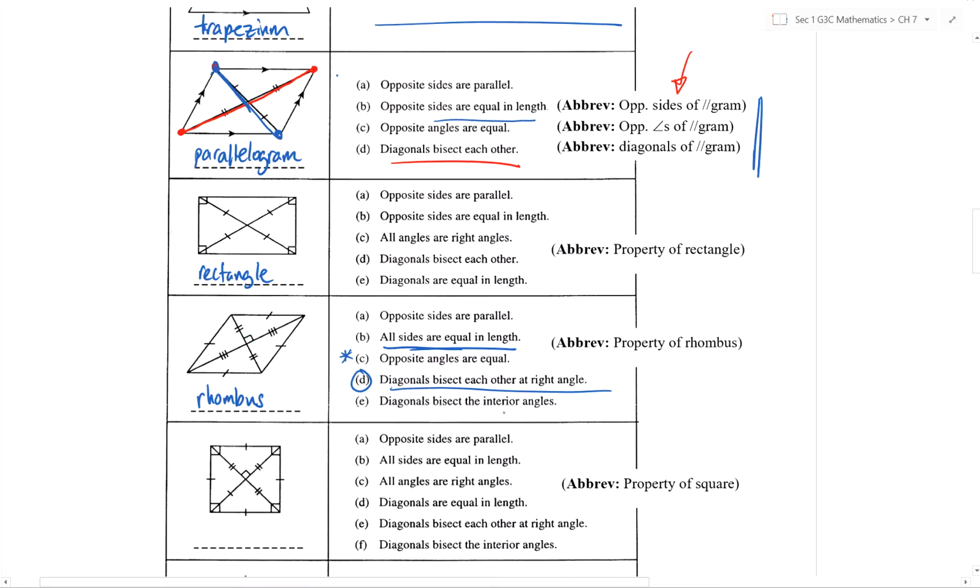One more property for the rhombus is that the diagonals bisect the interior angles. So for example, if you're looking at this angle in blue, this red diagonal is now going to divide the blue angle into two equal halves. Likewise for the other angle in green over here, it is separated into two equal halves by the other diagonal.